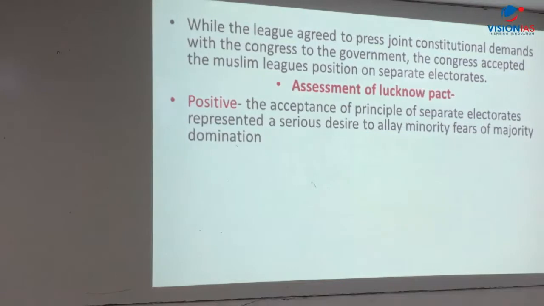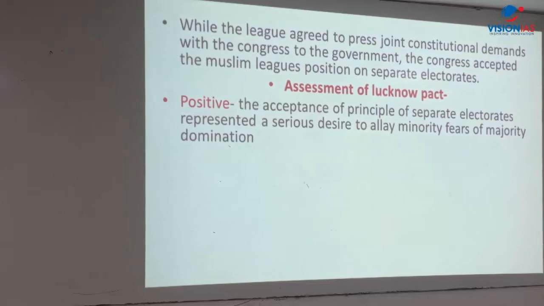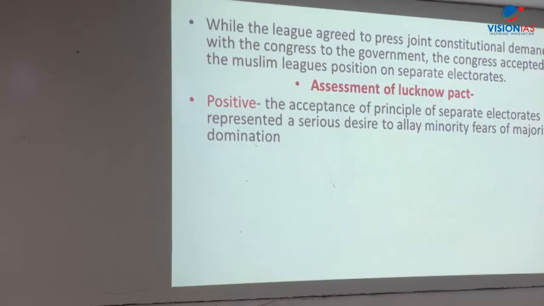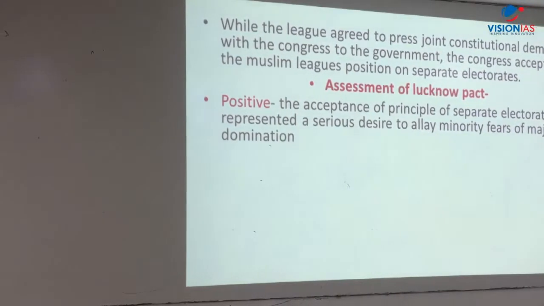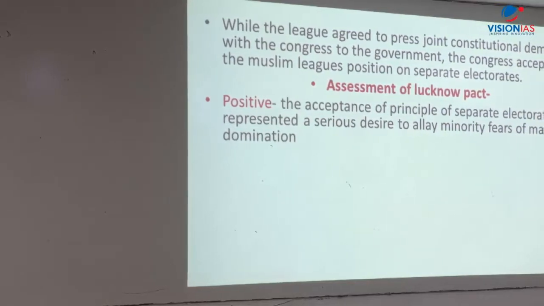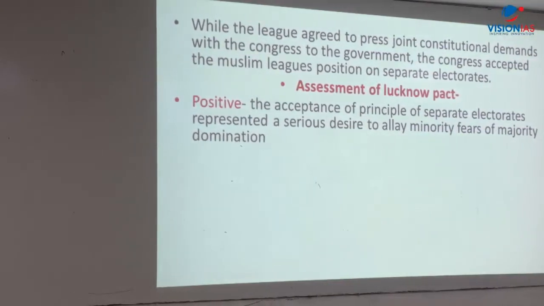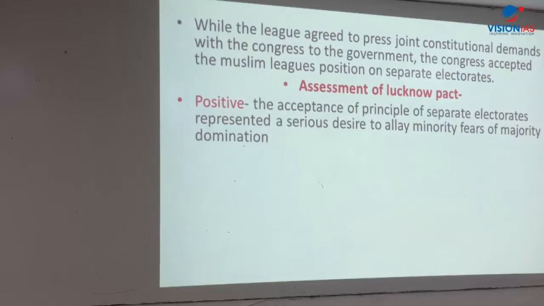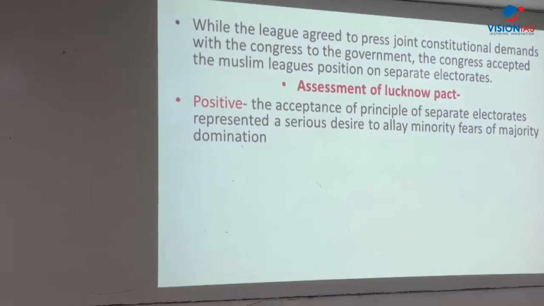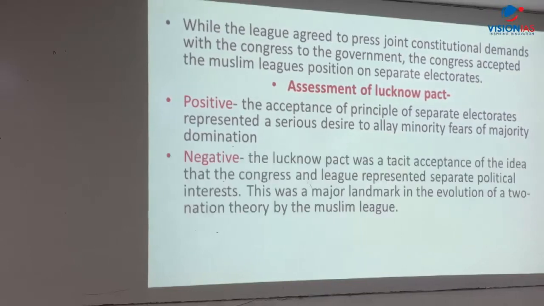So the positive aspect was that the indirect acceptance of the recognition of the Muslim League and the principle of separate electorates was seen as a serious attempt to take care of minority fears, especially those represented by the Muslim League. What had the Muslim League always said? That the Congress will sideline it, but now the Congress is recognizing the Muslim League and entering into an alliance with it. So this is like Congress treating the Muslim League as an equal. Congress is doing everything as of now to allay the fears of the Muslim League, that we are not trying to sideline you from the struggle against the British.